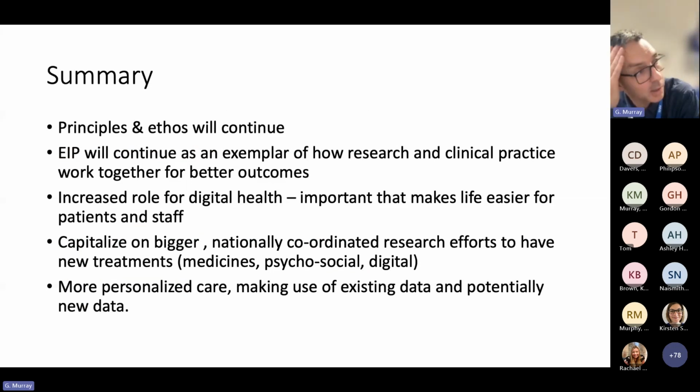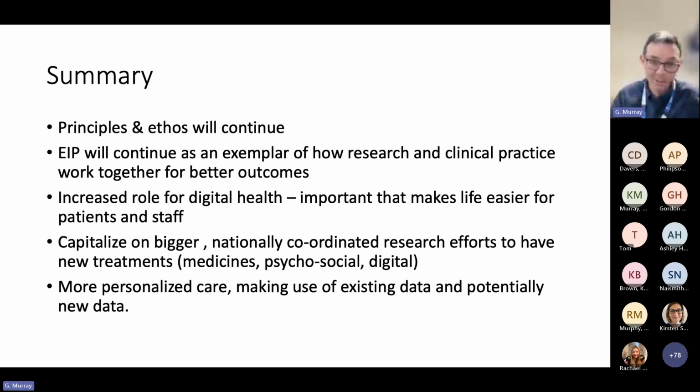So I'm coming to the end of my time. I want to just say that I think the principles and ethos of EI that we started talking about will continue. I really hope and anticipate that EIP will continue as an exemplar of how research and clinical practice will work together for better outcomes. The reason that we have EIP, and why it has been so successful, is because of the research. That is the reason that we have had investment and other areas have not. So I think it is absolutely vital that we continue to be constant.